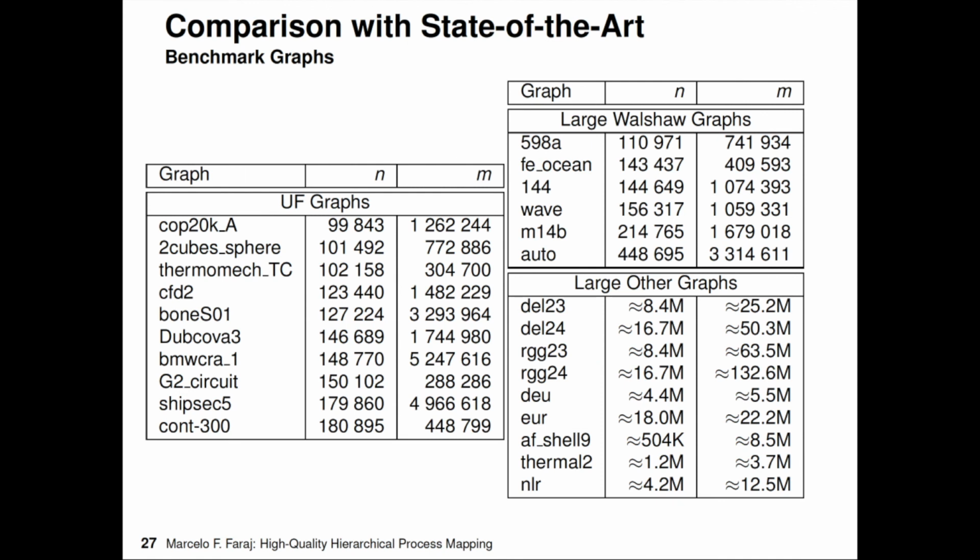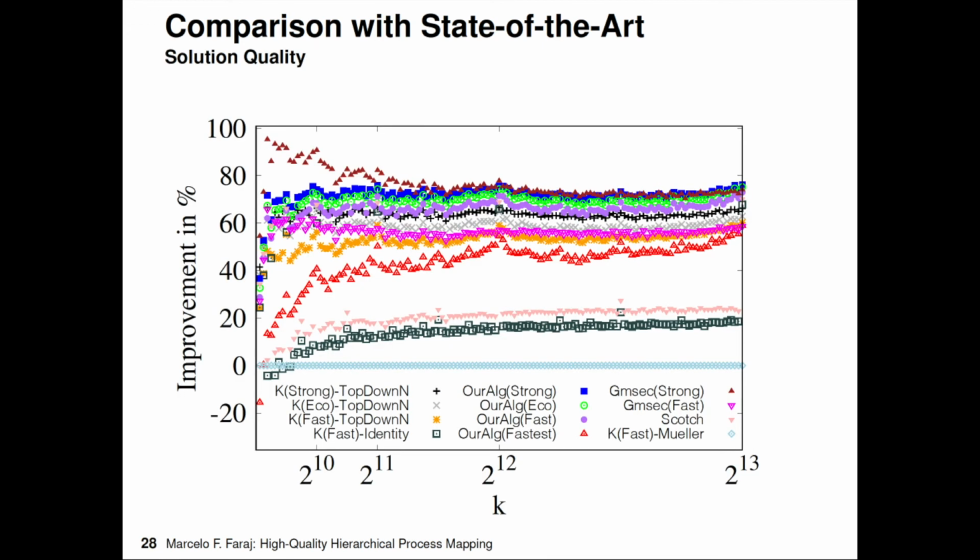With our algorithms tuned, we use a new set of benchmark graphs for the comparison with the state of the art. And you can see here the list of graphs used for the comparison with the state of the art. Here we show percentage improvement over the Müller-Merbach algorithm of all the state-of-the-art algorithms and our 4 algorithms, which are listed in the middle column of the caption.